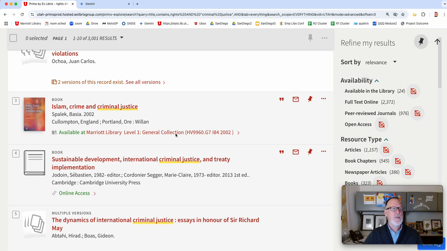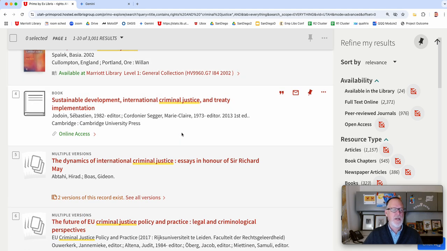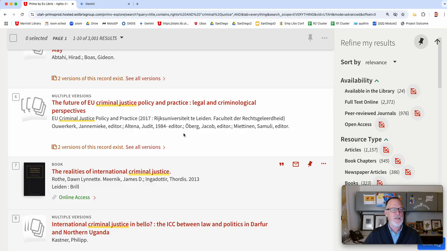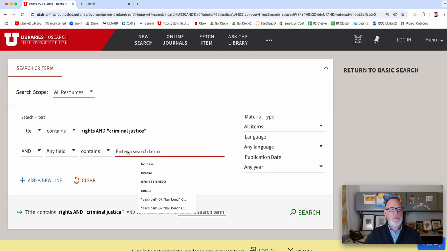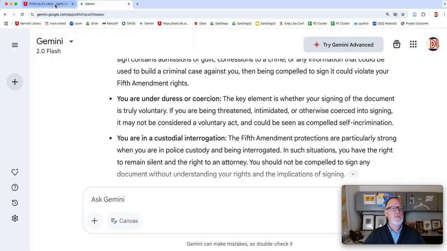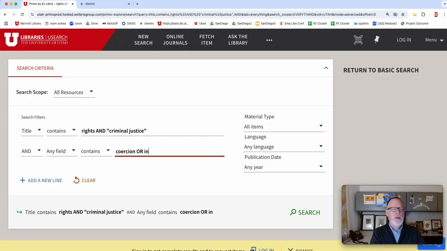Rights of victims, Islam. So this might be places other than the United States as well. There's human rights and things all over the place. So what happens if we add something and we say, coercion. Did I spell that? Oh Lord, how do I spell coercion? Just doesn't look right. So we're looking at rights, criminal justice, but we want to look in that field of things that we're looking at coercion or interrogation, or confession. So you see what I'm doing here?